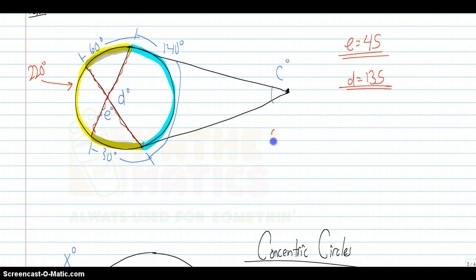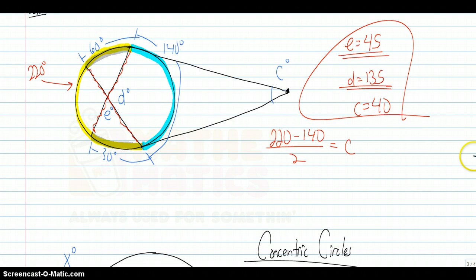So to find C, it is 220 minus 140 divided by 2, and that's equal to C. 220 minus 140 is 80. 80 divided by 2 is 40. So C is equal to 40. Those are the three angles in this problem.